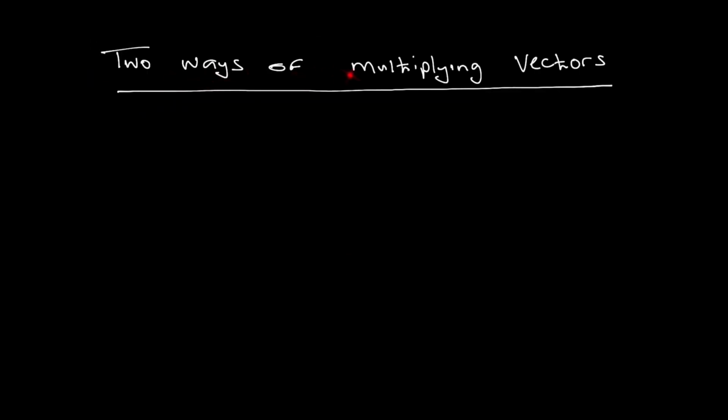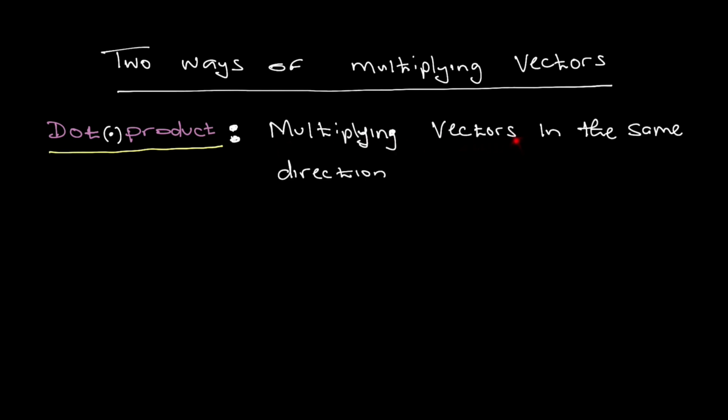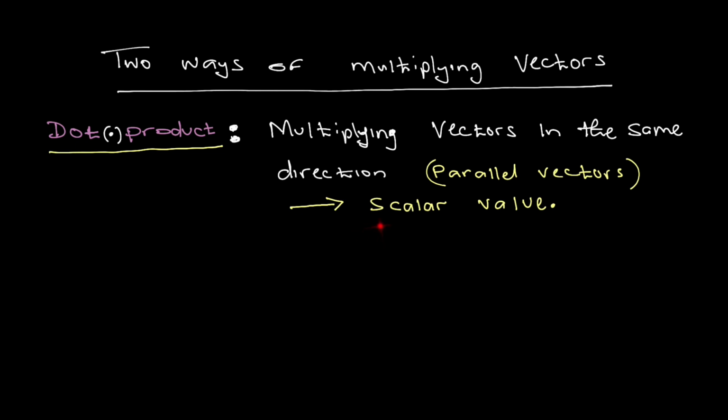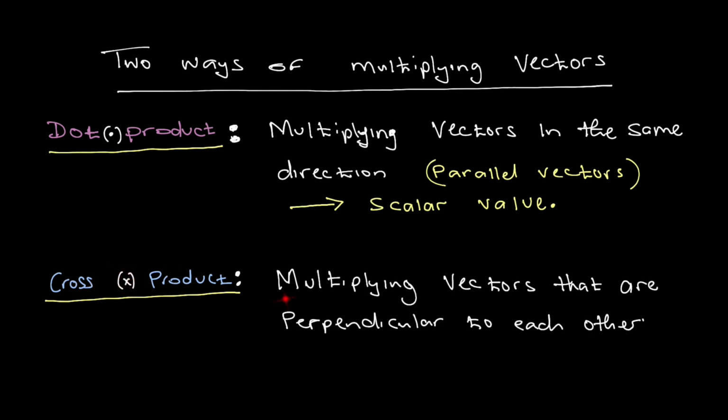Two ways of multiplying vectors. One is to use dot product, and dot means there's a dot in the middle of the two vectors. Multiplying vectors in the same direction, we use dot product. A dot product will give you a scalar value. The second way is to use cross product, and a cross product means it's got a times sign in between the two vectors. Multiplying vectors that are perpendicular to each other, we get another vector.